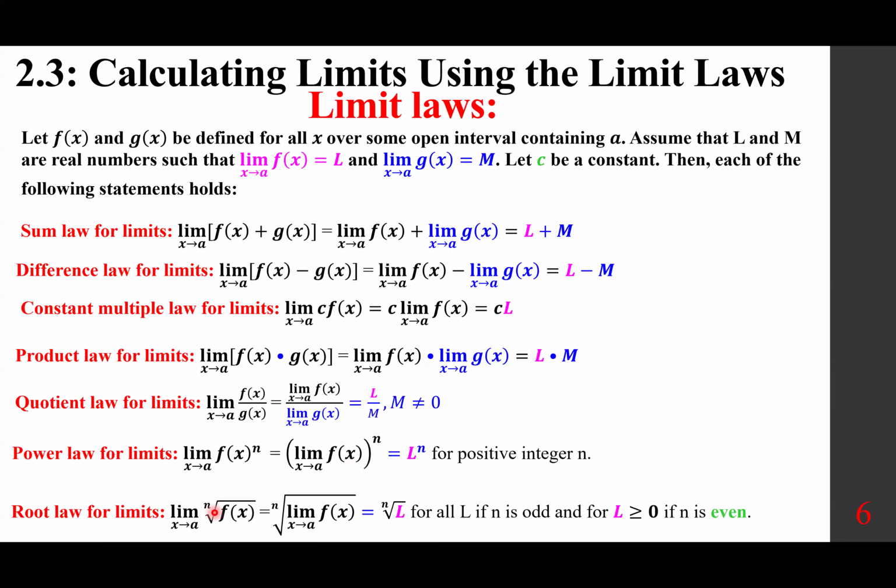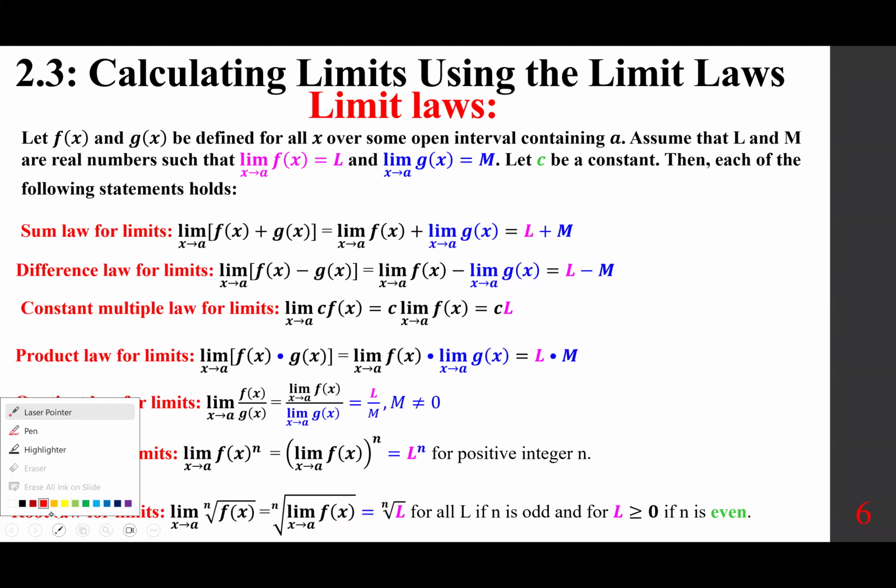When it comes to the root law, the limit of the nth root of f of x as x approaches a is the nth root of the limit of f of x as x approaches a, which is the nth root of L, for all L if n is odd. But for L larger than or equal to 0 if n is even. So I'm reminding you, when the index is odd, there is no restriction. But if it's even, it's a different story.